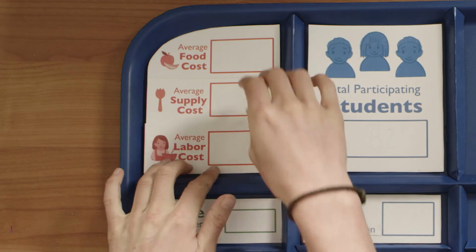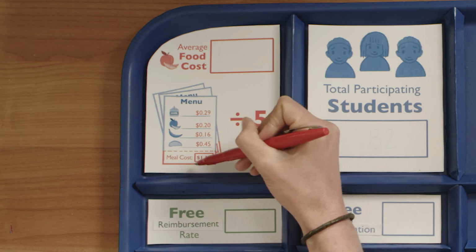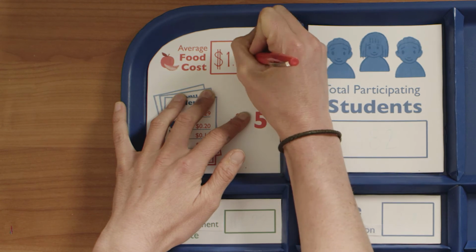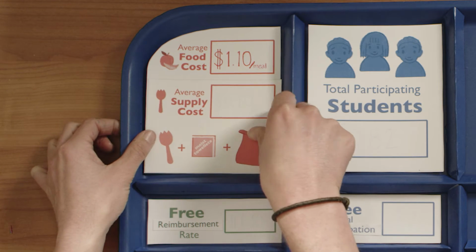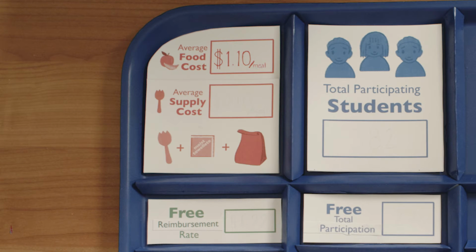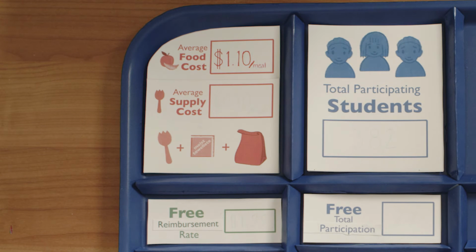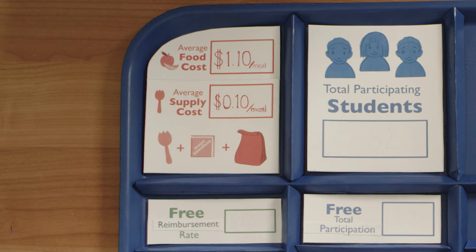First is the average food cost. To calculate this, Stacy prices out and adds together her menu costs for Monday through Friday and divides by 5. A good target cost ranges from 80 cents to $1.10. Next, she figures out which non-food items she may need to run the program and finds the average supply cost per meal. This is usually somewhere between 7 and 10 cents.